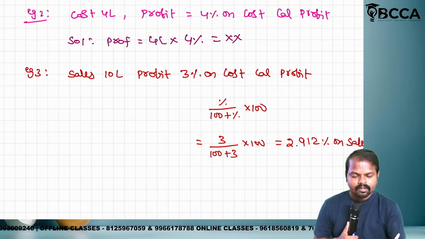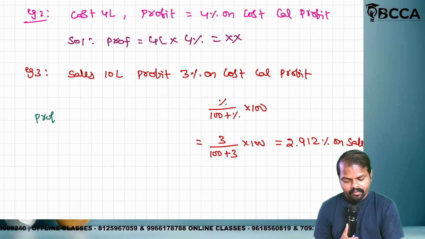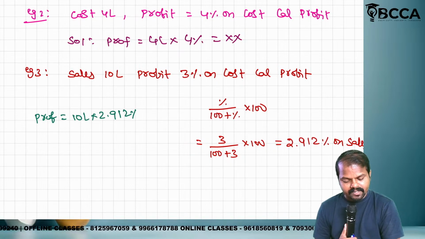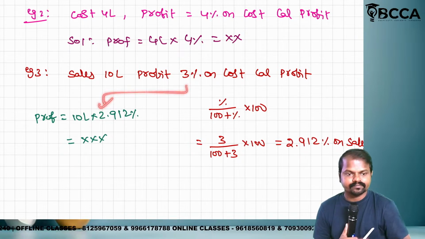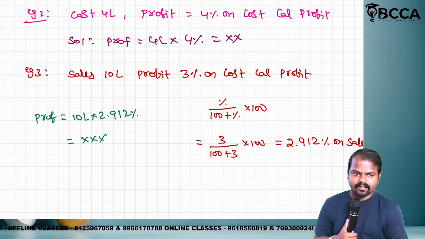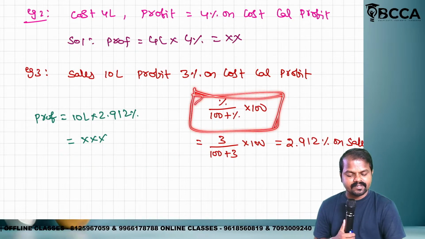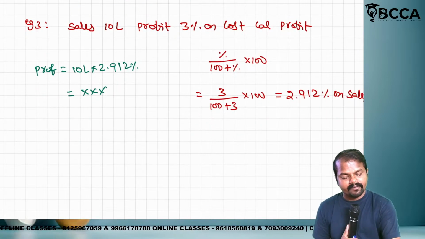What is the solution? Profit is equal to 10 lakh into 2.912 percentage. Some amount. But don't consider 3%. This situation required the conversion principle. The conversion principle is this. Clear? One more example, the last example we will consider.